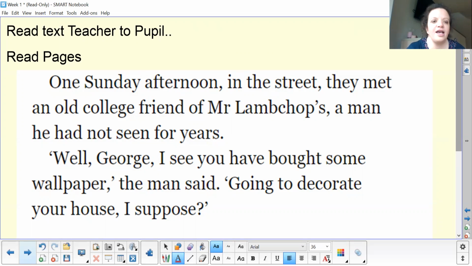Well, George, I see you have bought some wallpaper, the man said. Going to decorate your house, I suppose. Was it wallpaper? What might he have thought was wallpaper? Remember, he has Stanley rolled up under his arm. Have a think about that. We're going to come back to that in a minute.